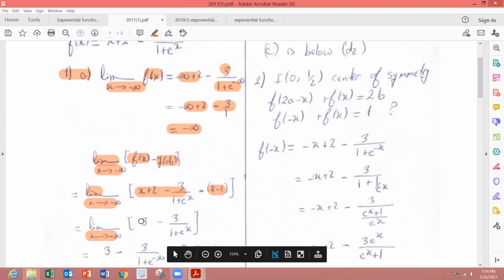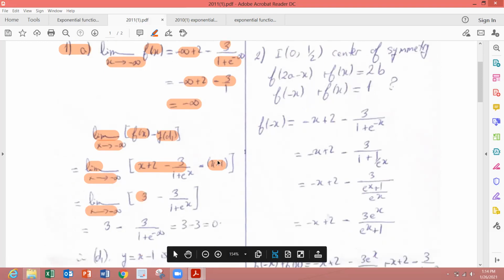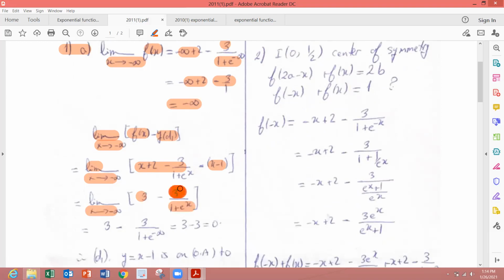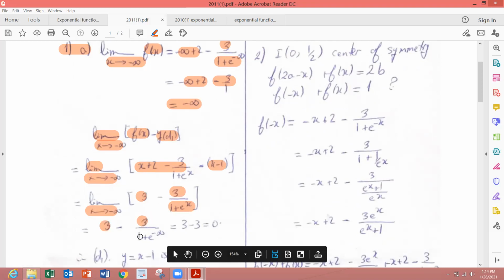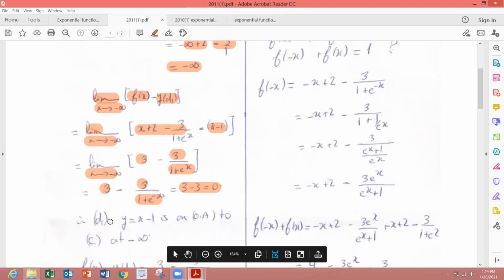So limit as x tends to minus infinity of 3 minus 3 over 1 plus e to the x. Now replacing x by minus infinity, we get 3 minus 3 over 1 plus e to the minus infinity. e to the minus infinity is 0, so we get 3 minus 3, which is 0. Therefore, the line D1 with the equation y equals x minus 1 is an oblique asymptote to C at minus infinity.